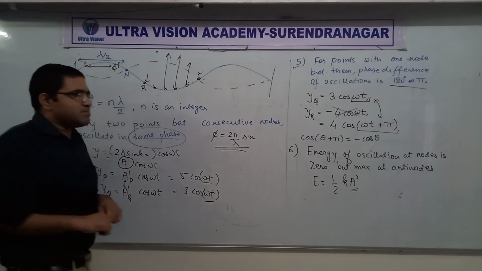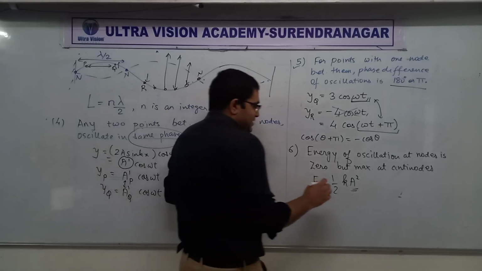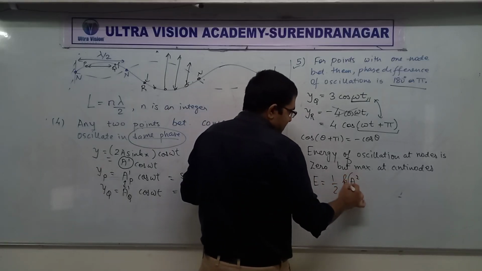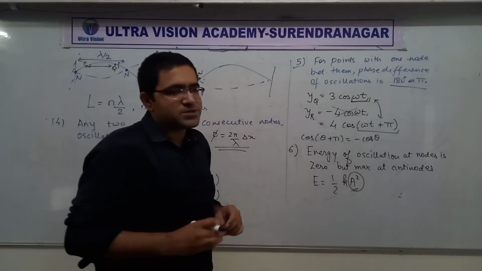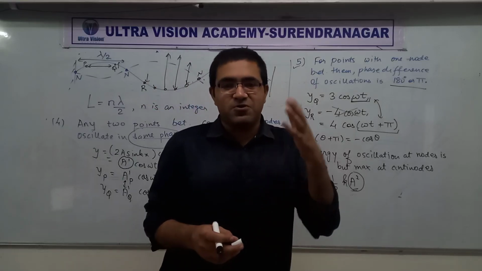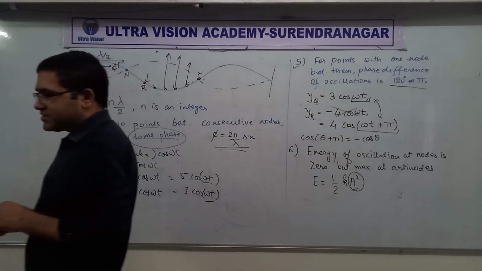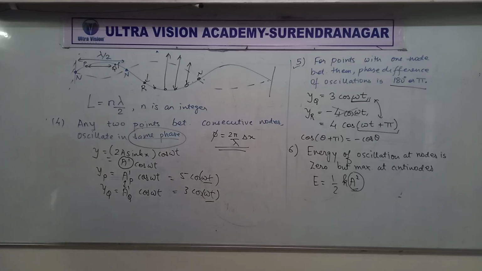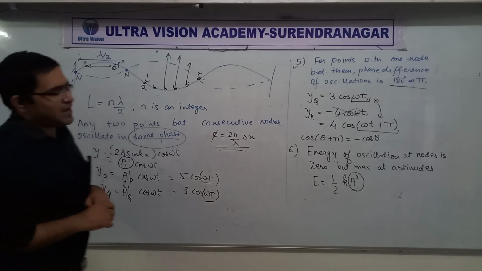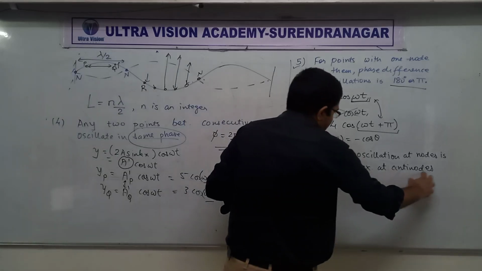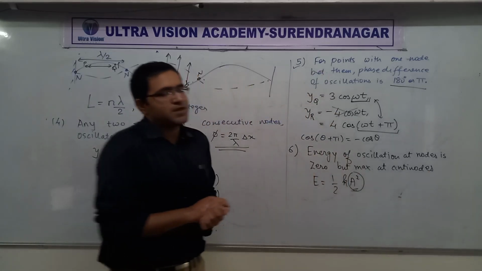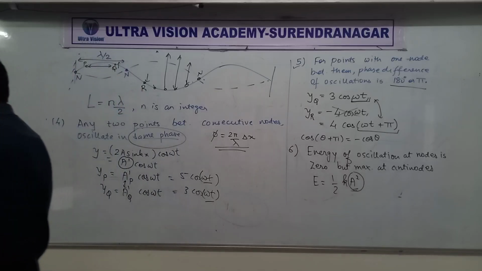Okay? But at antinodes, think about it. What is there at antinodes? The amplitude of oscillation is what? At antinodes, the amplitude of oscillation is maximum. Yes, 2A, maximum, right? It's the maximum amplitude possible. That's why energy is also maximum at antinodes. Is this clear? Energy is also maximum at antinodes.